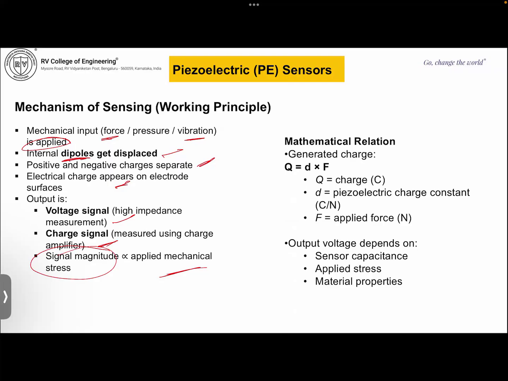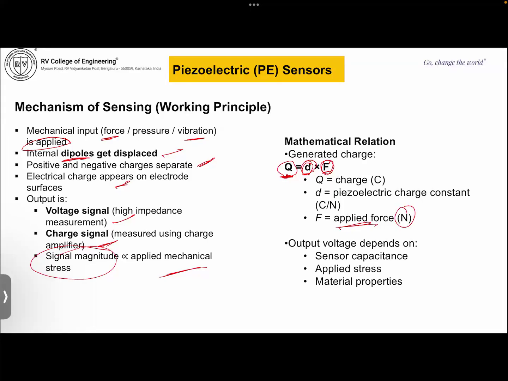So this effect is mathematically represented in terms of charge Q. Q is proportional to the applied force, and the proportionality constant is d. So d is the piezoelectric charge constant. Q is the charge that is being generated, and it is directly proportional to the force applied. Therefore Q = d × F, where d is the piezoelectric constant. The piezoelectric constant is in units of C/N, coulomb per Newton. So d equal to 1 coulomb of charge is created when 1 Newton of force is applied.